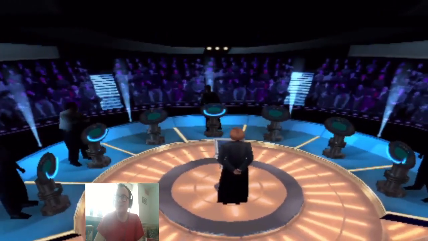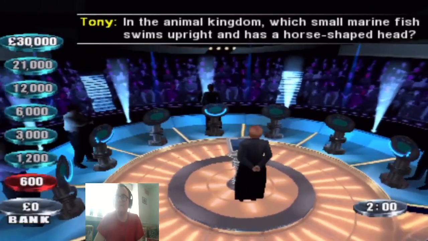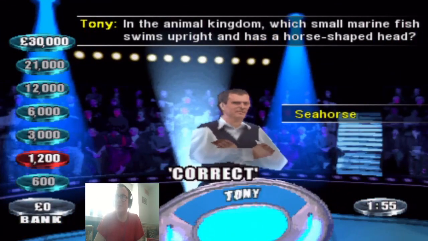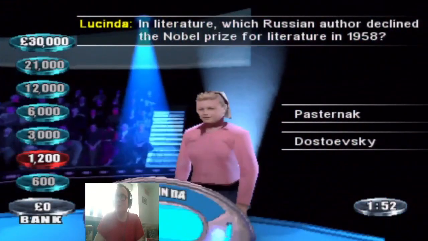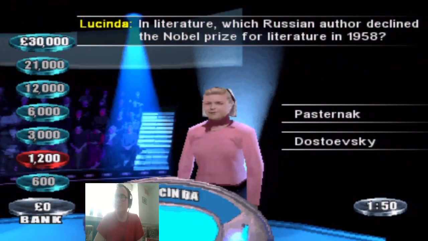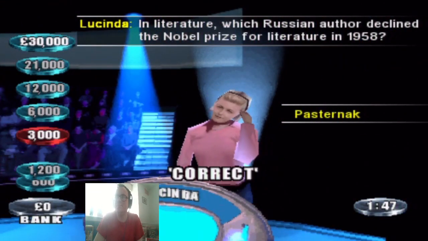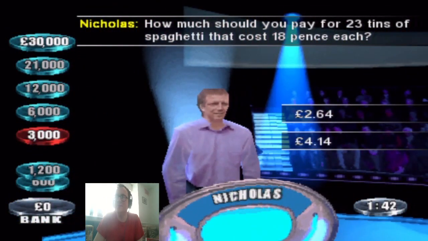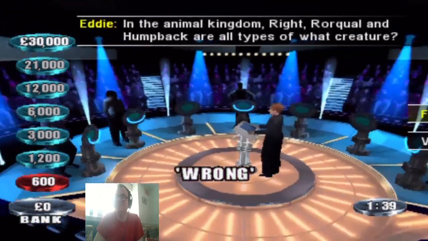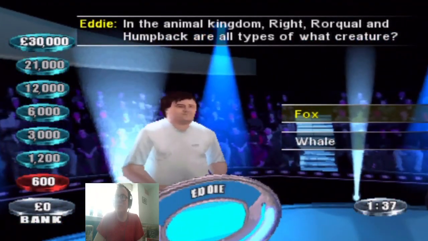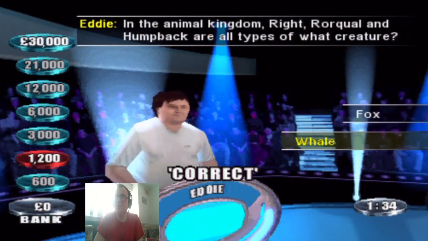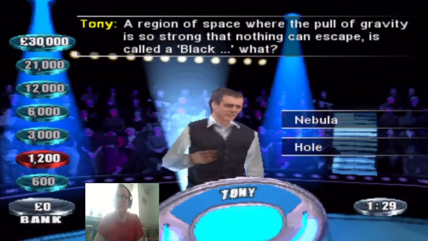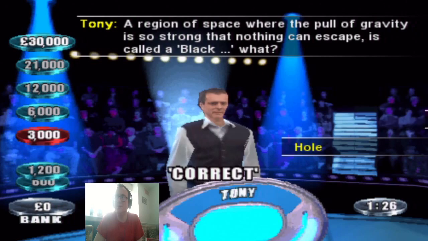All right, here we go. Again. In nature, in the animal kingdom, which small marine fish swims upright and has a horse-shaped head? Correct. Yes, a seahorse, Lucinda, of course. In the arts, which one of Russian offer declined? Dave, no idea. Yeah, I know this. Correct. Nicholas, in science, which one of these answers is correct? All right. Oh no. Wrong. Eddie, in nature, in the animal kingdom, right, recall, and humpback are all types of what creature? Is that a whale? Correct. Yeah, I had a feeling, especially the humpback, that was a whale. It's a black hole. It's the bottom one. Correct. Yeah, black hole, Lucinda, yeah.